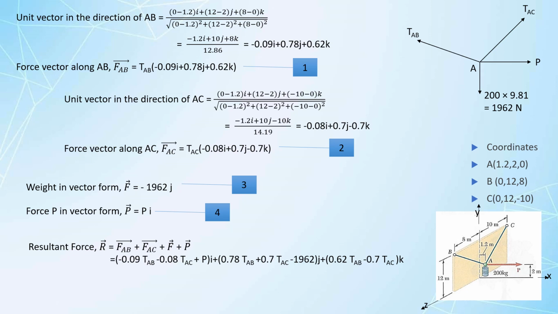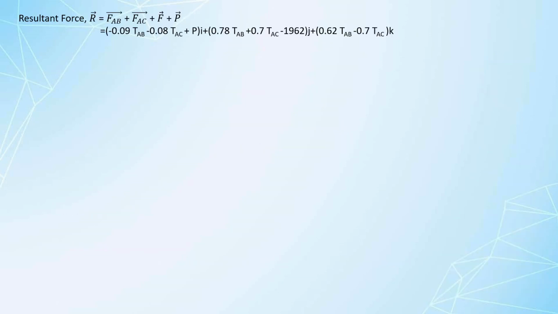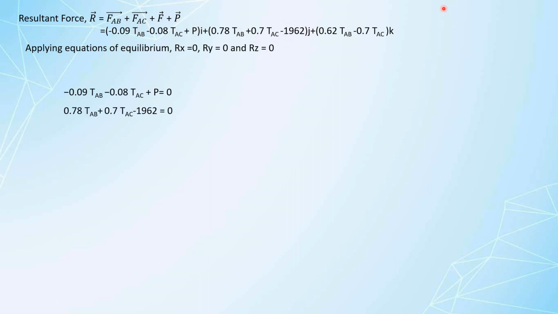Now what is the next step? We have to find out the unknowns. So we will be applying equations of equilibrium, and equating each term with 0. This is the resultant vector, and each term is equated to 0. Rx is equal to 0, that means the terms along with I are equated to 0. Ry is equal to 0, that means the terms along with J are equated to 0. And Rz is equal to 0, that means the terms along with K are equated to 0.